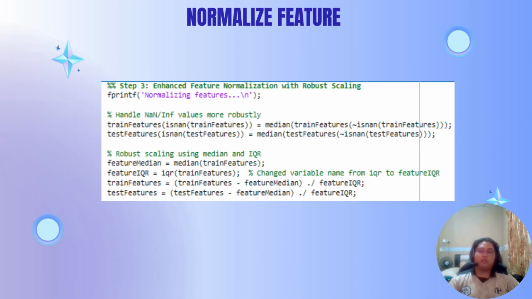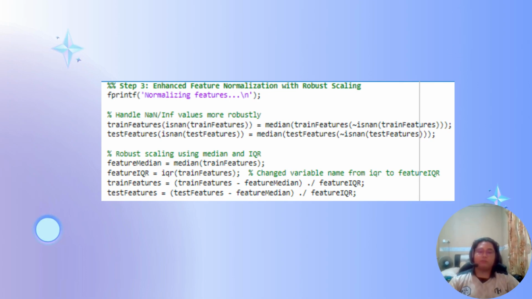Next, we calculate statistics. First, feature median: calculate the median of each feature column, the central tendency. Next, feature IQR, meaning interquartile range. So we calculate the IQR of each feature to capture the spread of the percentiles. Then we combine them to scale the features. We center the data by subtracting the feature median from the train feature. Then we scale it by dividing by the feature IQR. That's all for this code.